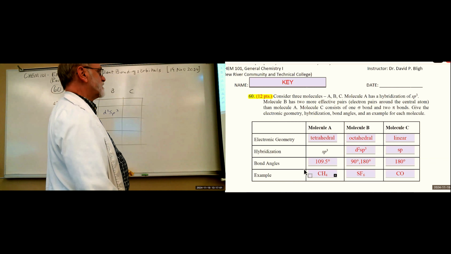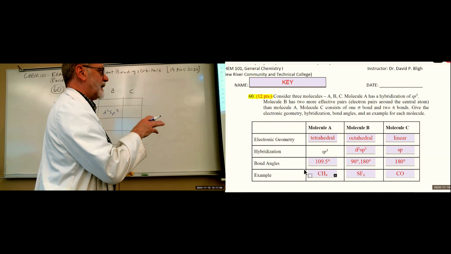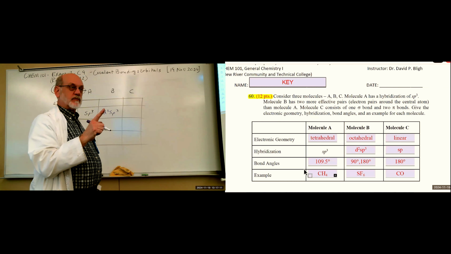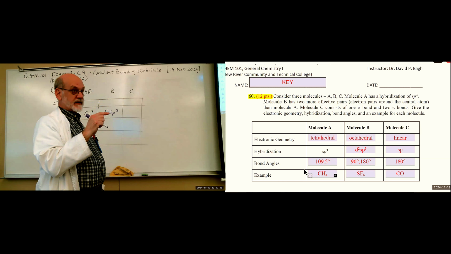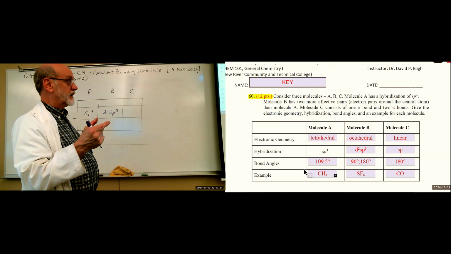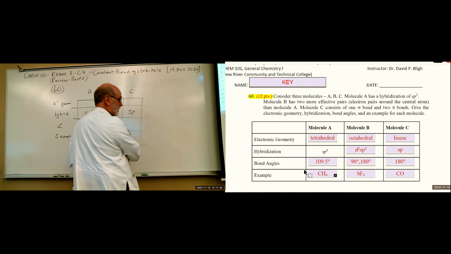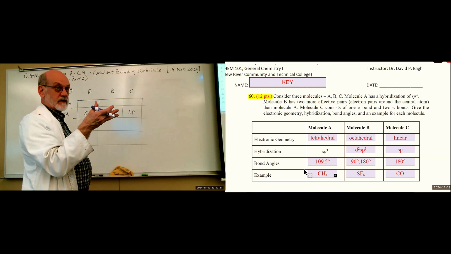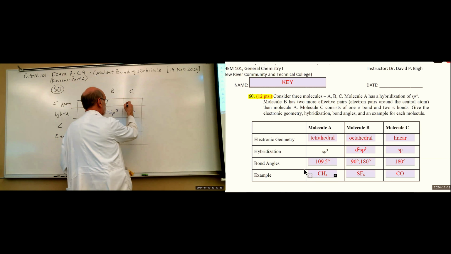Molecule C consists of 1 sigma and 2 pi's. What that tells me is you have to have a sigma before you can have a pi. So if it's only got 1 sigma, those other 2 pi's have to be between the same 2 atoms. So this is a triple bond. And that means it has to be sp hybridized. There can only be 2 groups around any one of the atoms. So that one has to be sp hybridized, and this molecule is also going to be linear.